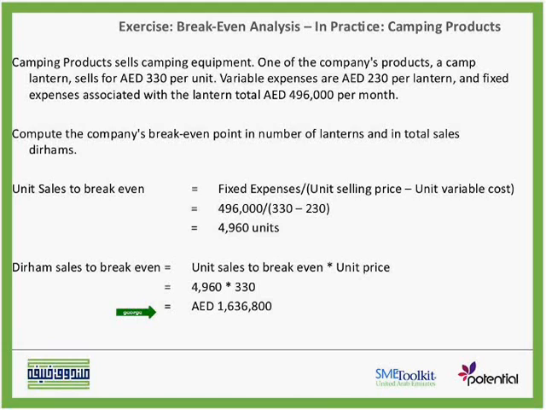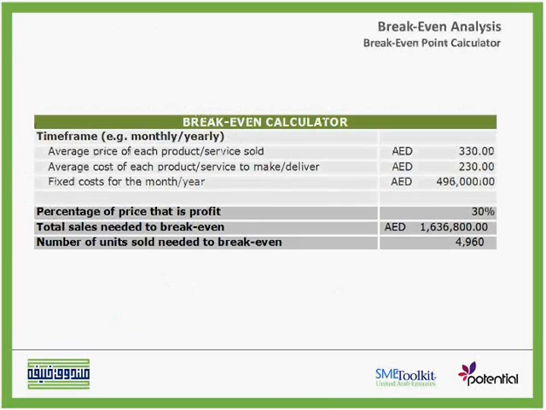Back to the break-even calculator, we have the average price of each product, as we said, 330 dirham. We have the average cost to produce and sell it, 230 dirham, and the fixed cost per month, 496,000. Total unit sales needed to break even, according to the calculations, is 4,960, whereas the total sales needed is 4,960 times the 330 being the average price. We have 1,636,800 dirham.